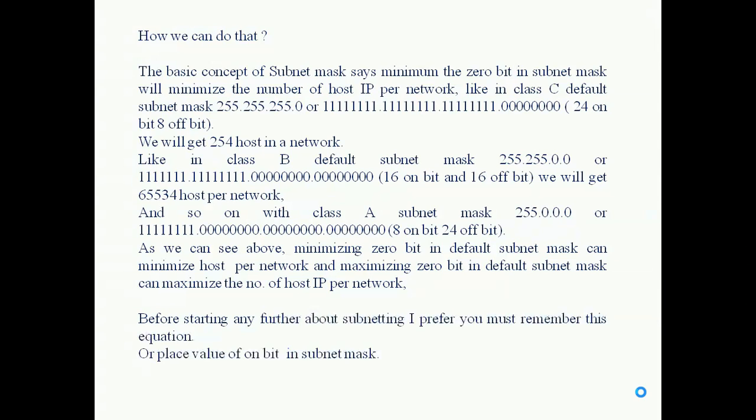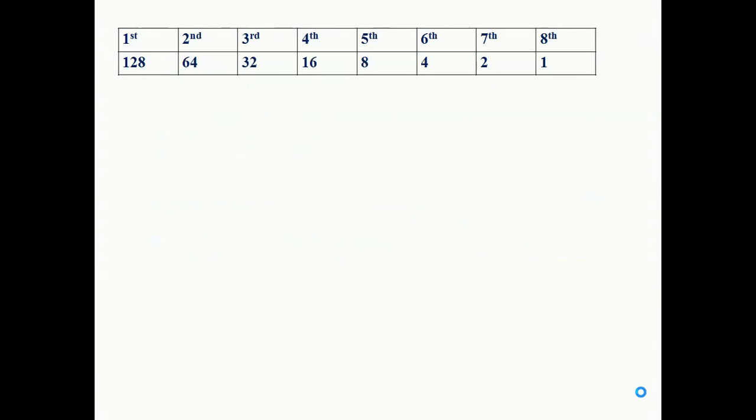Before going any further with subnetting, I prefer that you remember this equation, and I am going to tell you about the place value of on bits in your subnet mask. Each octet has 8 bits, and the place values of those 8 bits are: first is 128, second is 64, third is 32, fourth is 16, fifth is 8, sixth is 4, seventh is 2, and eighth is 1.